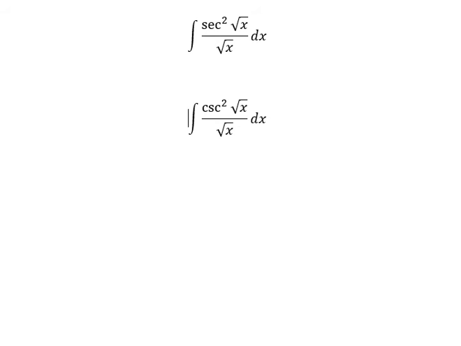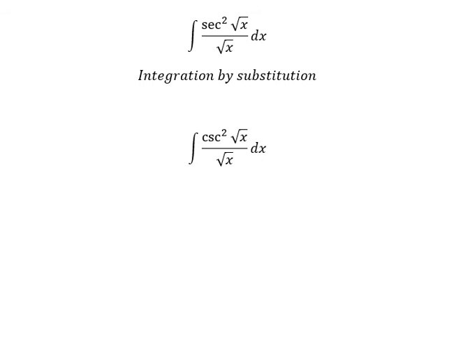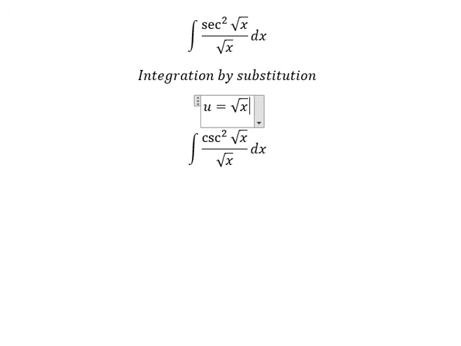We need to use integration by substitution. So I will put u equals the square root of s. Later, we first take the derivative of both sides. We have du equals ds over 2 times the square root of s.